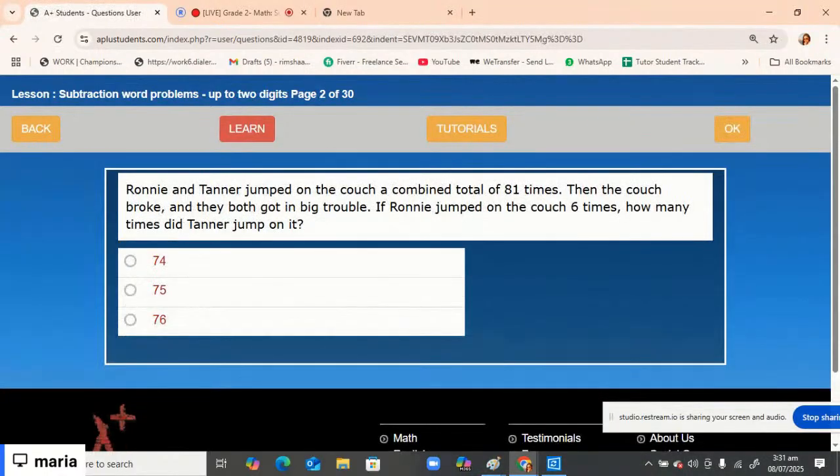All right. Okay, let's read this one. Ronnie and Tani jumped on the couch a combined total of 81 times. Then the couch broke and they both got in big trouble. If Ronnie jumped on the couch 6 times, how many times did Tani jump on it? So the total jumps are 81. And how many did Ronnie jump? 6 times. So 81 minus 6. Let's do it.